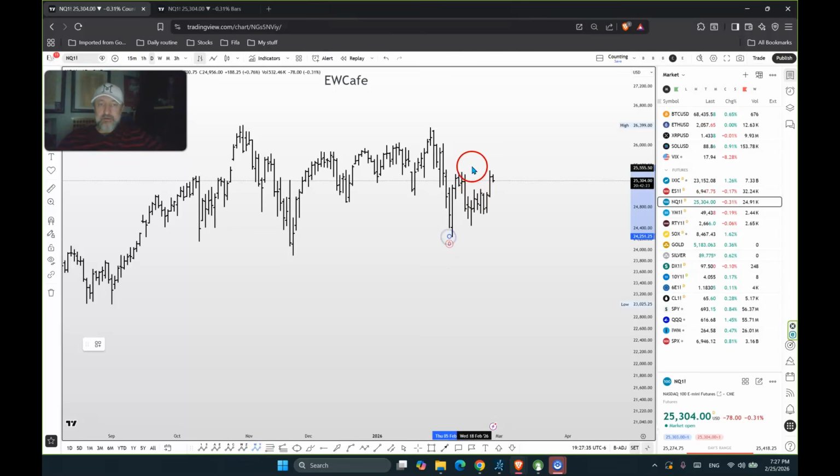WXY right here. You can go in a WXY, and this would be, let's say, wave A off the highs. Let's just play that game, A, B, and then down in C. Don't worry about the internals. If I'm not correct on the subdivisions, that's not the point. So A, B, and then this would be a next move lower, and then we'll see.